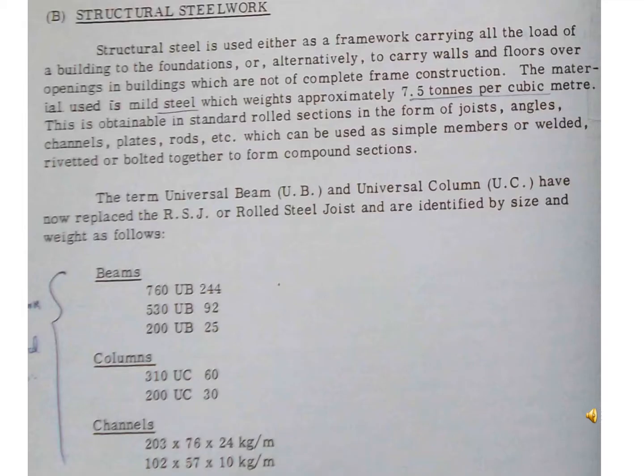The structural steel wall. Structural steel is used for either the framework, carrying all the load of the building and the foundation. All load, building, foundation, those are included in the structural steel wall. So in this case, we have to utilize the material nicely, where we are utilizing it, and we also have to utilize 7.5 cubic meter. Those structures need to be included.